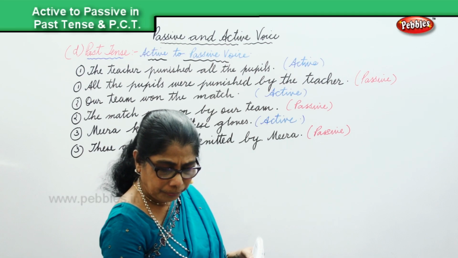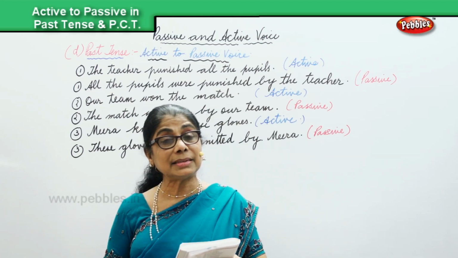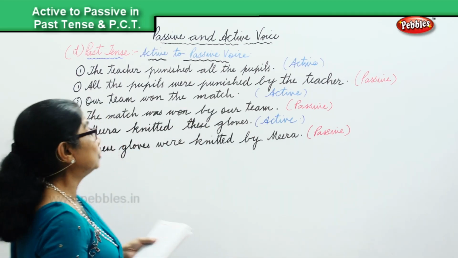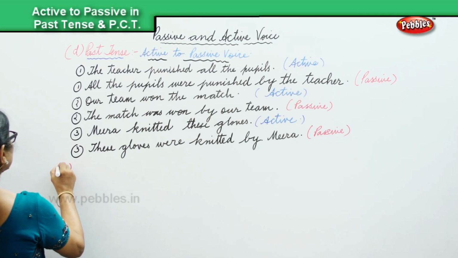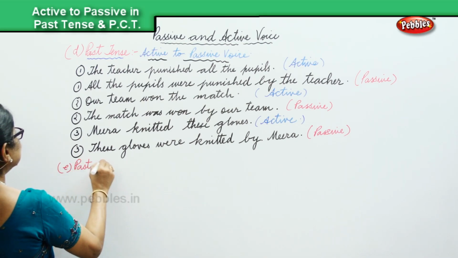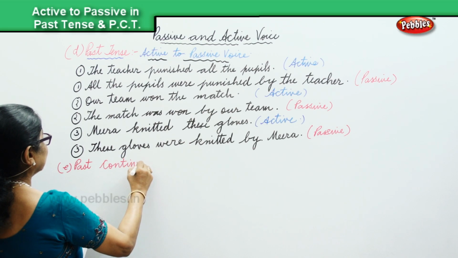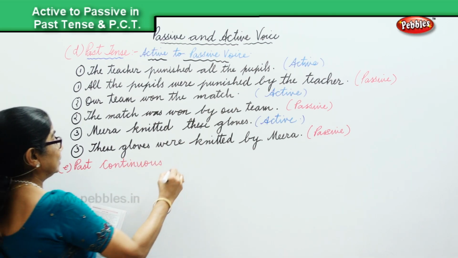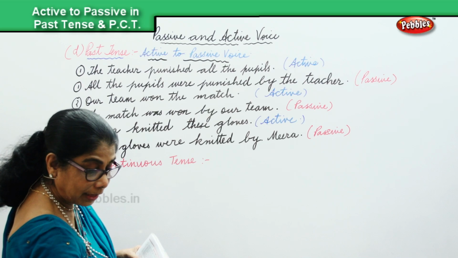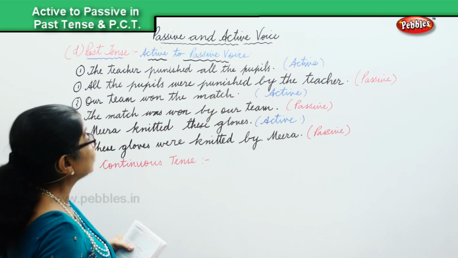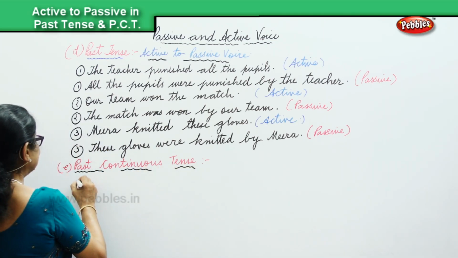Okay, now again, let us look at E, past continuous tense. So the next thing we are going to do is E, past continuous tense. We will do a couple of sentences to recall what we have done. Okay, let's do a sentence here.